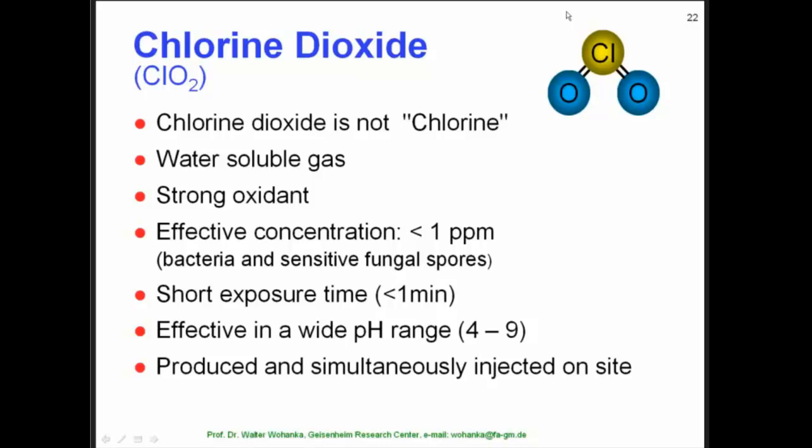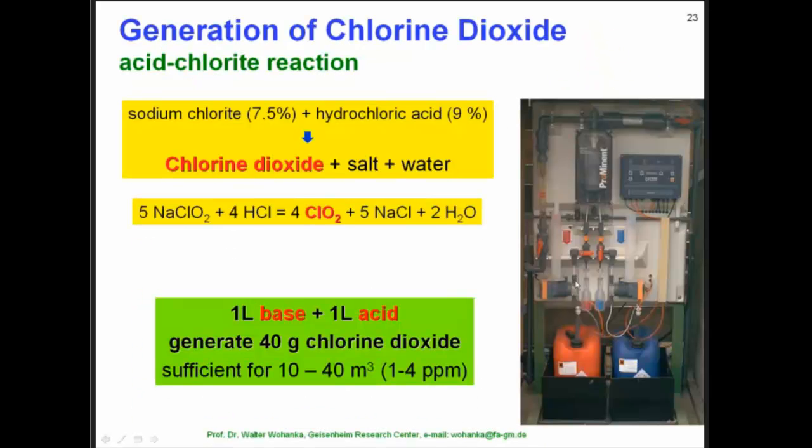In contrast to chlorine, very short reaction times are necessary. That is a big advantage, as well as that chlorine dioxide is not affected by high pH. Due to the problems with storage and transport, it is usually produced on site and directly injected into the irrigation lines.